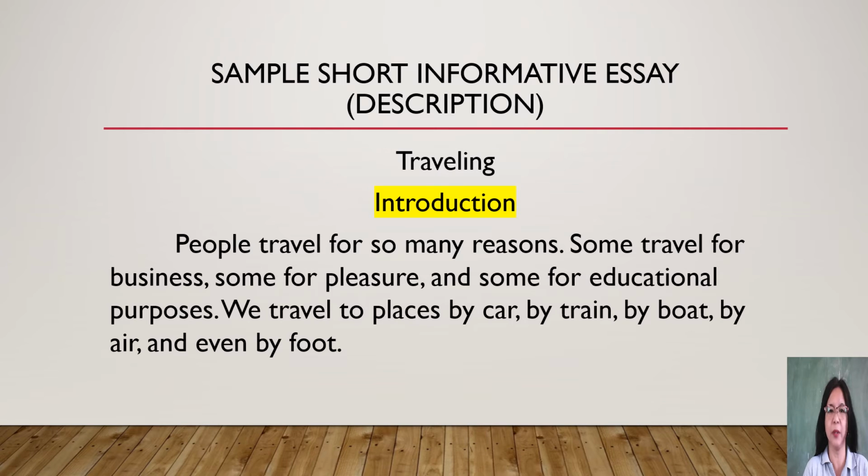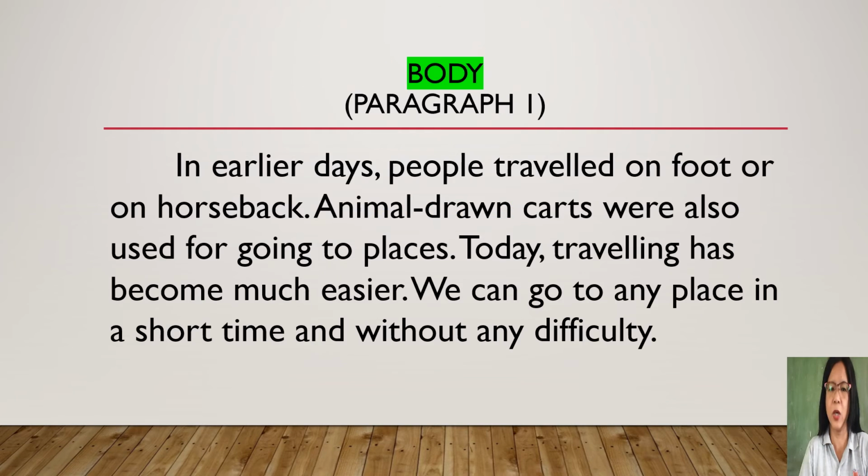In this example, the writer gives some background information about traveling. In the introduction, the writer states some reasons. She also gives the purpose and some means of traveling. Here is the body. Paragraph 1. In earlier days, people traveled on foot or on horseback. Animal-drawn carts were also used for going to places.